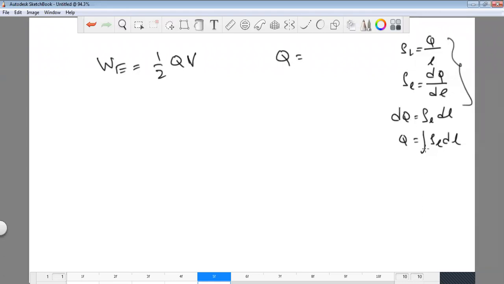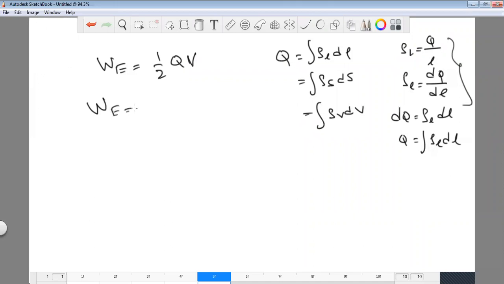So Q equals the integral of rho_l dl when we are applying the line integral. At the same time, when it is a surface, Q equals the integral of rho_s ds, and Q equals the integral of rho_v dv. So it depends upon the line, surface and volume charge configurations. So this Q will change depending upon the charge.